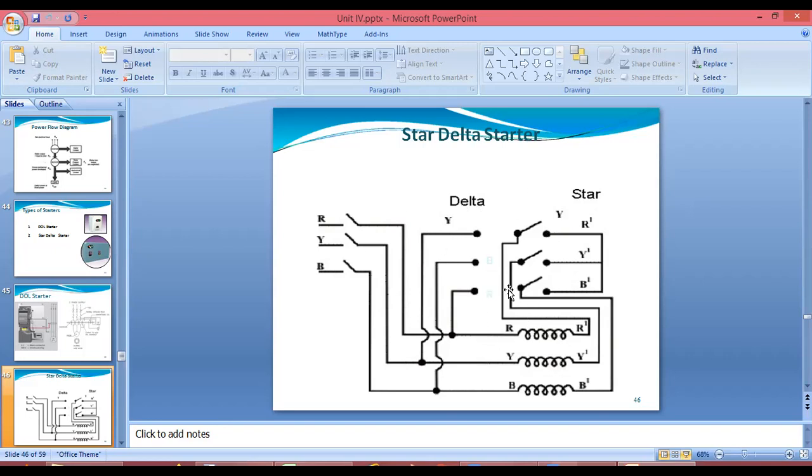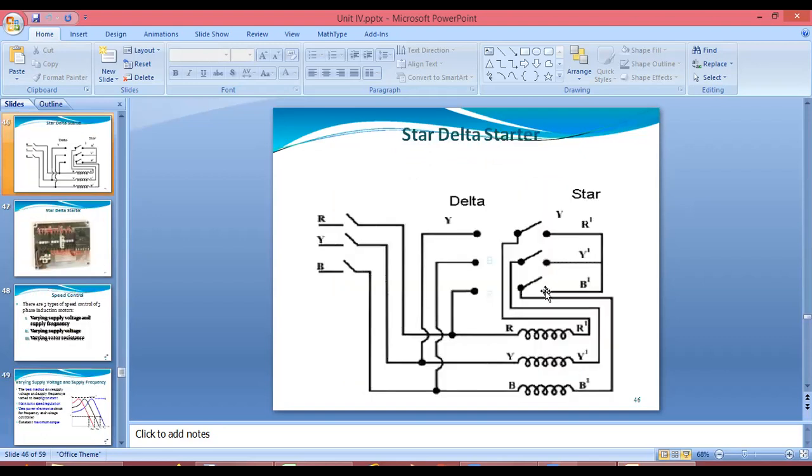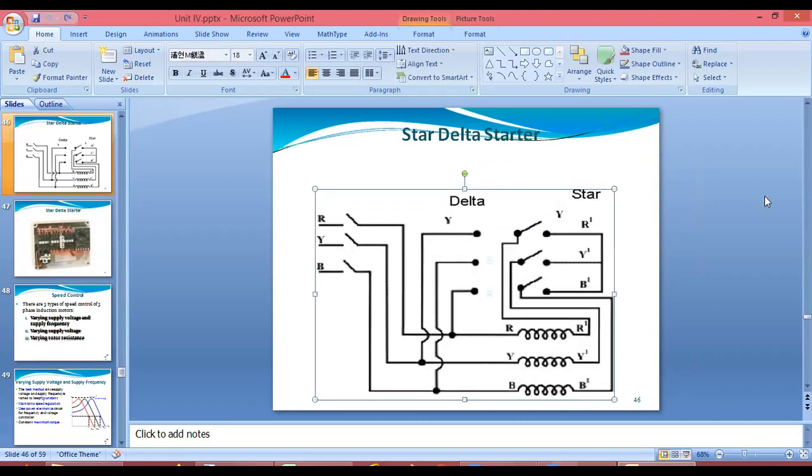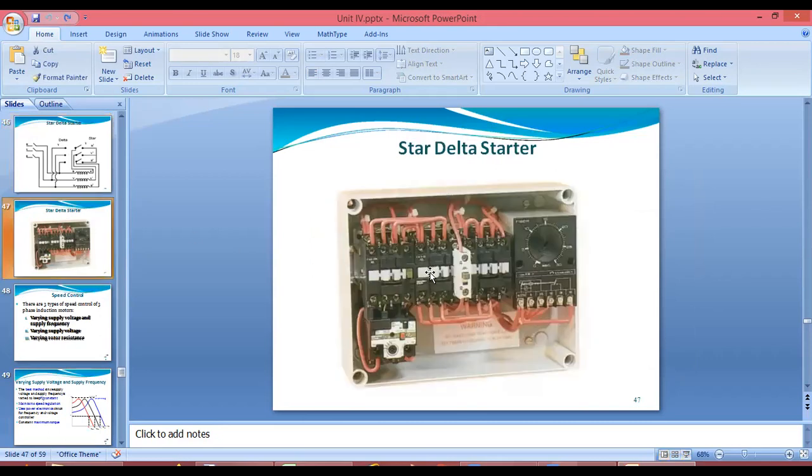This is the diagram for the star delta starter. This is how we are giving the power supply. When we use the star delta starter, we take the three-phase supply as delta connected at the stator, and we reconnect it so that it looks like a star, and it is given to the squirrel cage induction motor. Practically it will look like this when we give the power supply.